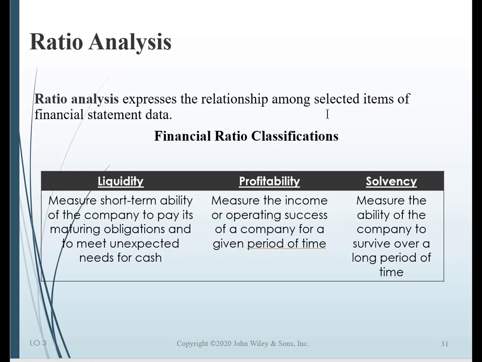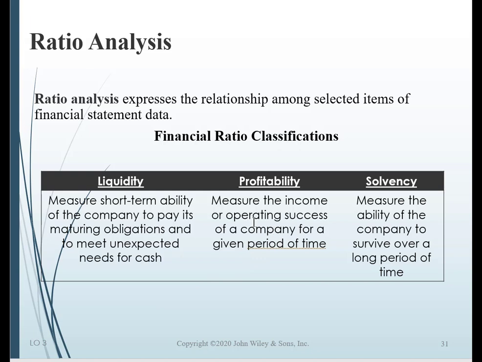This is why when you think of a ratio, you're thinking about a formula. It's a quotient, right? You're going to divide something by something else. The three categories we're going to look at are liquidity, profitability, and solvency. Liquidity talks about a company's ability to pay its short-term obligations. So we're going to be looking at short-term assets.